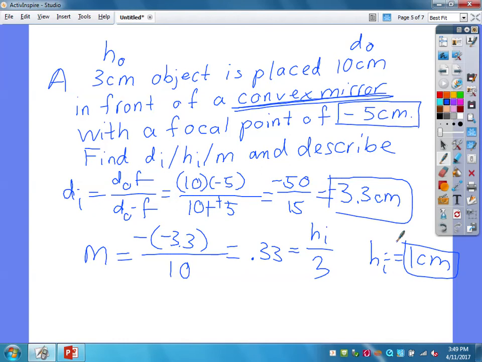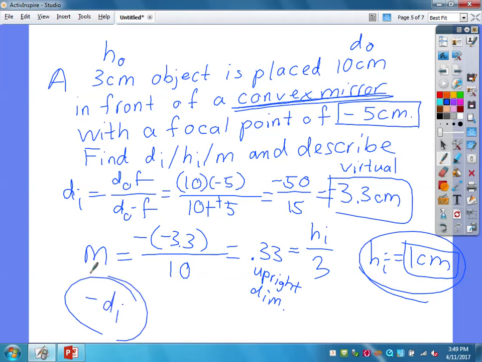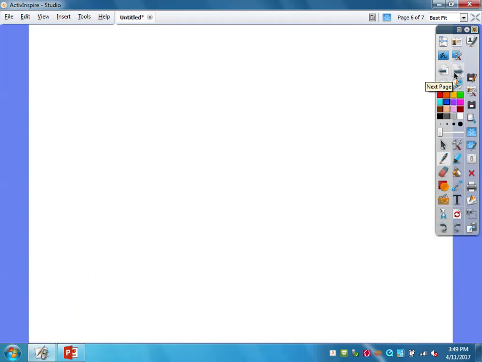So what does this mean about my image? I have a negative distance. That's a virtual image. All right. I have a positive magnification, which means that is upright. But it's less than 1, so it's a diminished upright image. The height obviously supports this too. I have a positive height, which means it's going to be upright as well. And then where is my image? Well, if it's virtual, it's on the opposite side. I would just say the image is at -di. Remember, we just say that. Okay? So one more.